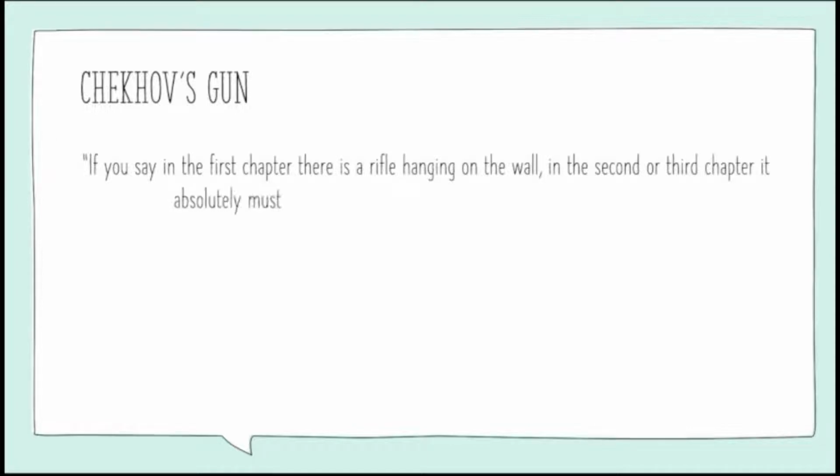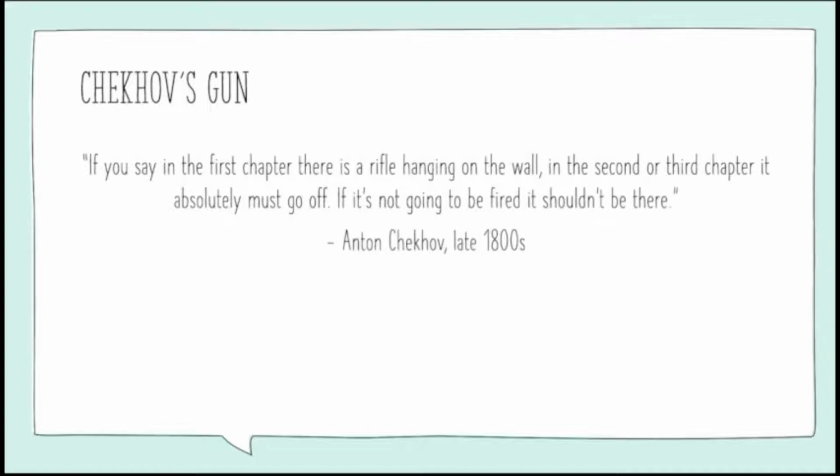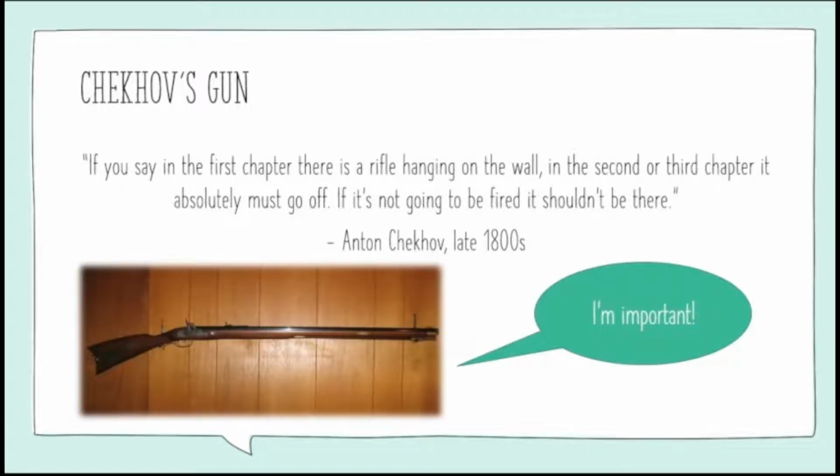Chekhov's gun is a rule that states if you say in the first chapter there is a rifle hanging on the wall, in the second or third chapter, it absolutely must go off. If it's not going to be fired, it shouldn't be there. What this means is essentially, don't needlessly mention details that aren't important to the story. If you mention something seemingly unimportant at the start of the story, it should be used as a plot point later on. This is particularly relevant with short stories, as you obviously do not have as many words to work with, so every word counts.